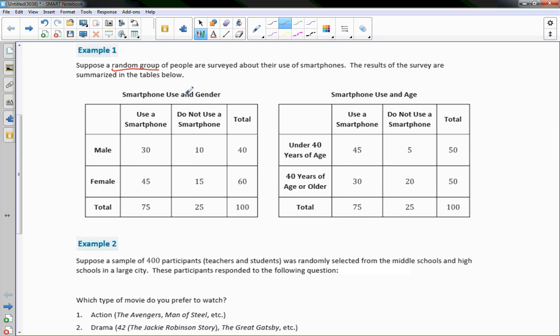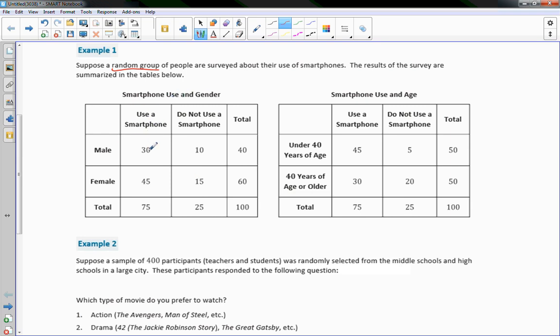So there's smartphone use and gender, and smartphone use and age. What they're trying to decide in this survey is, do you use a smartphone or do you not? And are you a male or are you a female? So they wanted to determine if smartphones were popular among males, females, and that kind of thing. So what we are going to discuss is what's being recorded. Well, it's the smartphone use and gender.